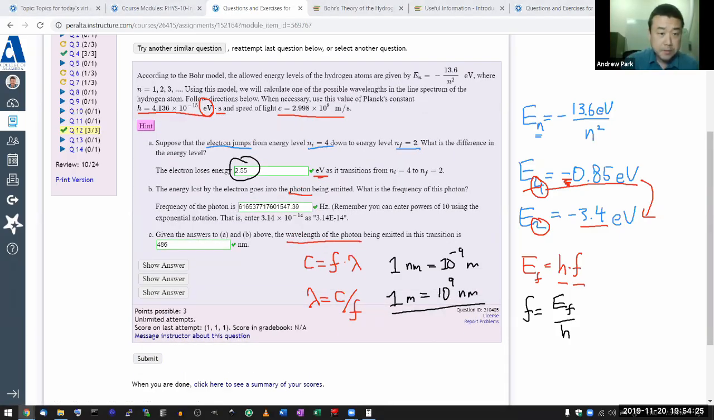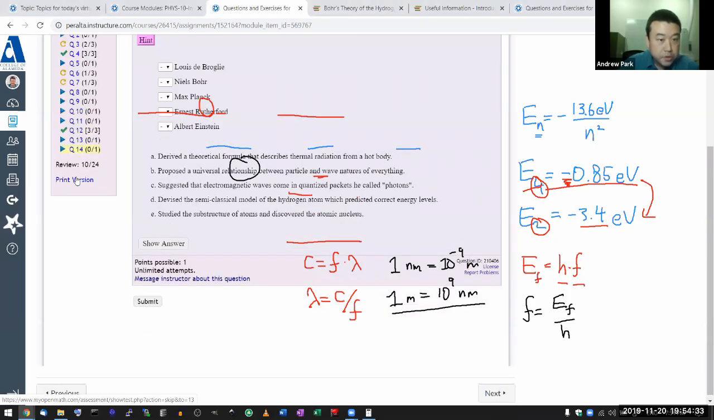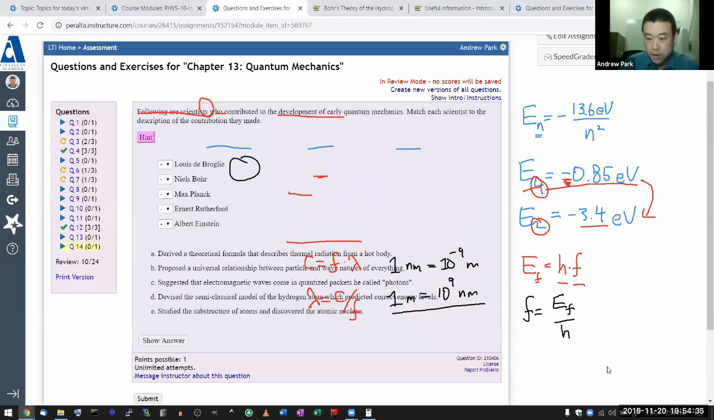Good. So this is all done. So this is chapter 13. I think the remaining 2 questions are not calculation questions. Yeah, so you can do that on your own.